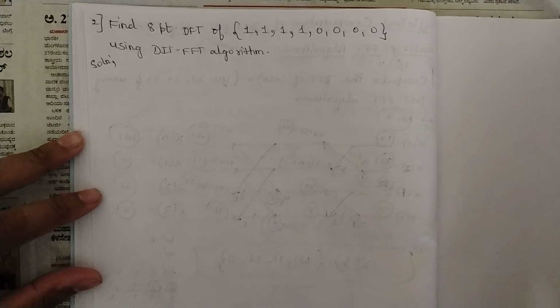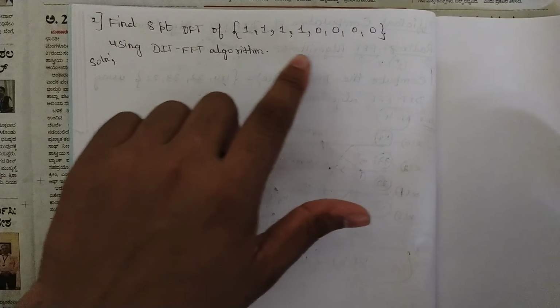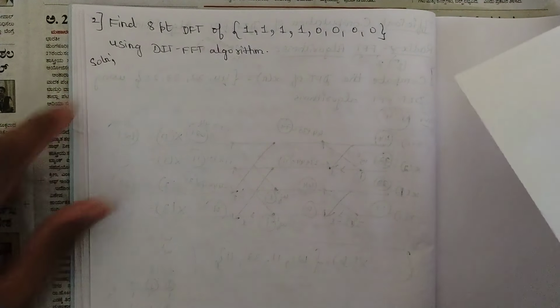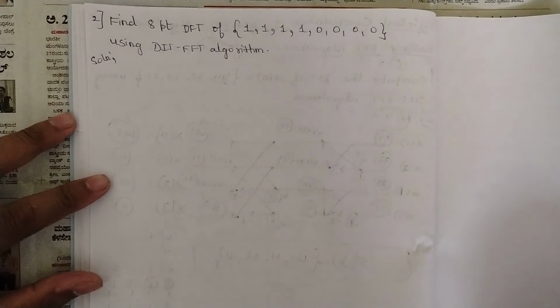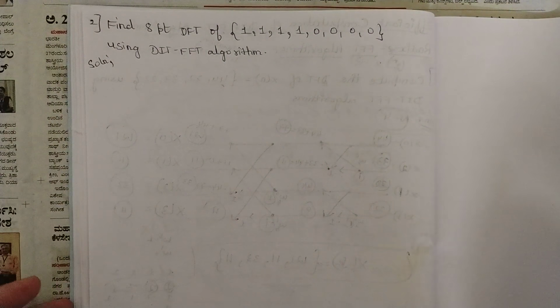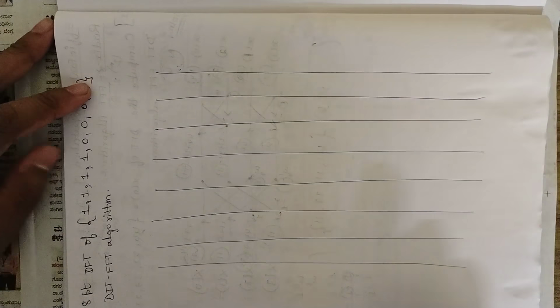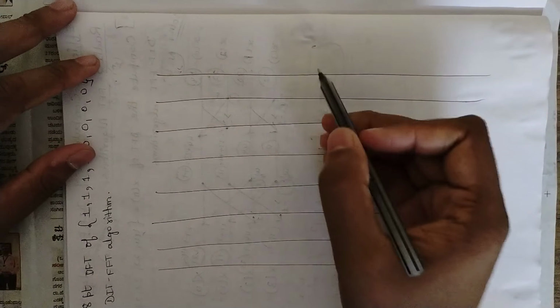So this is the next question: find the 8-point DFT of the sequence 11110000 using the DIT FFT algorithm. So I've told you, the first step is that however many points are mentioned, that many parallel lines you should be drawing. Okay, so now let's do it like this. Yeah, so I've drawn 8 lines here, 1 2 3 4 5 6 7 8.